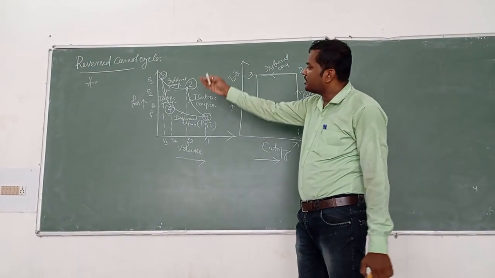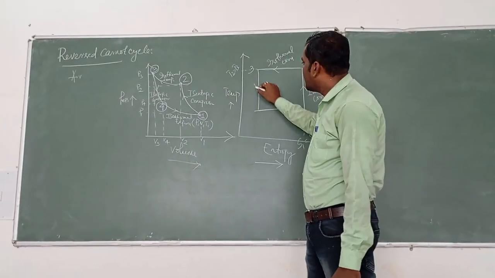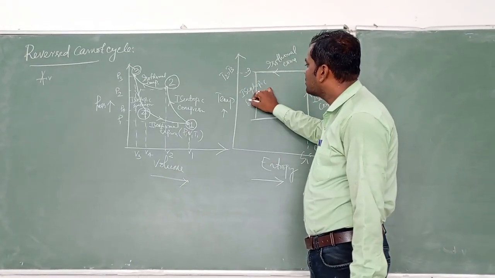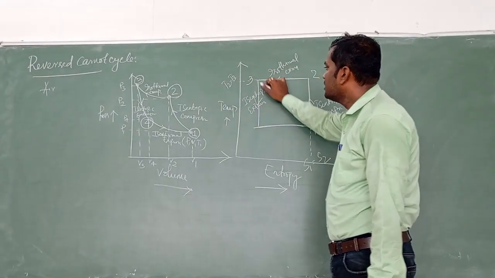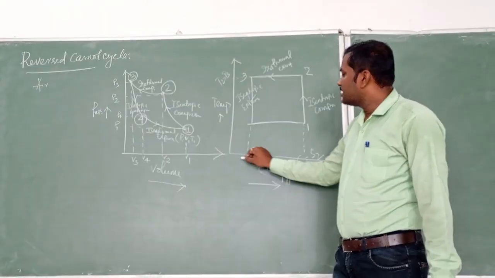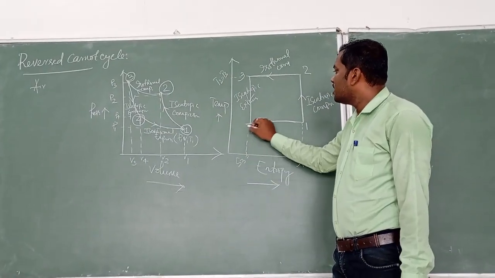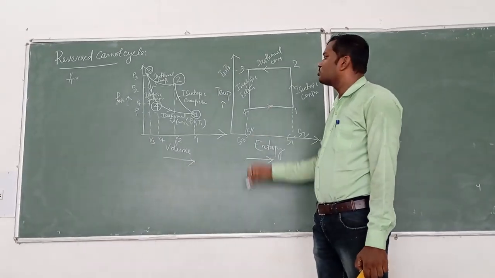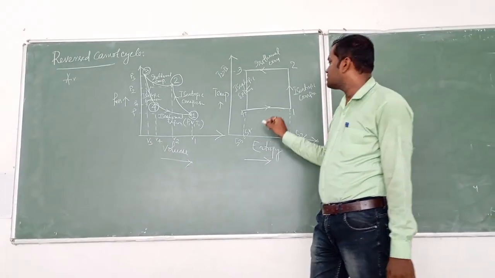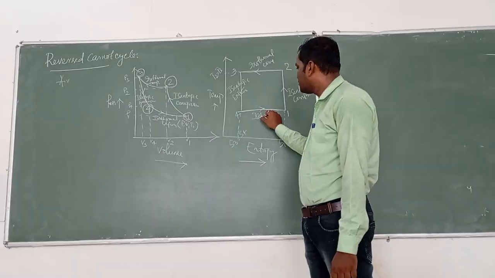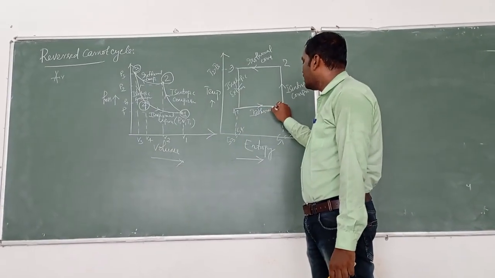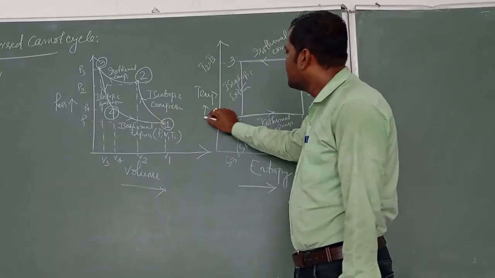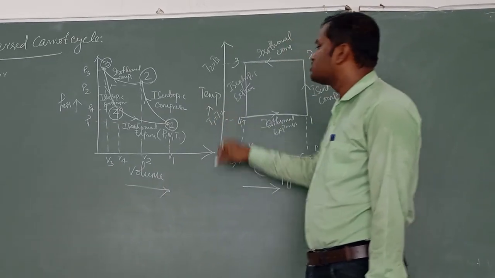Then for 3 to 4, isentropic expansion process, S3 equals S4. Then the last process, 4 to 1, is the isothermal expansion process, that is T1 equals T4.